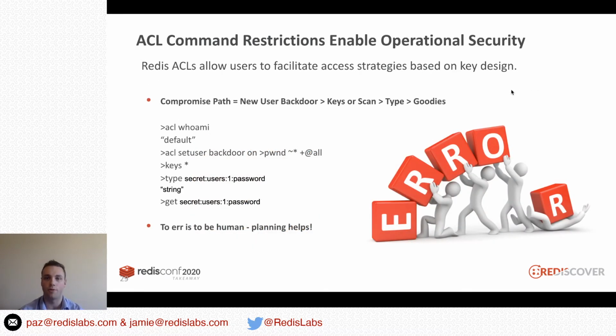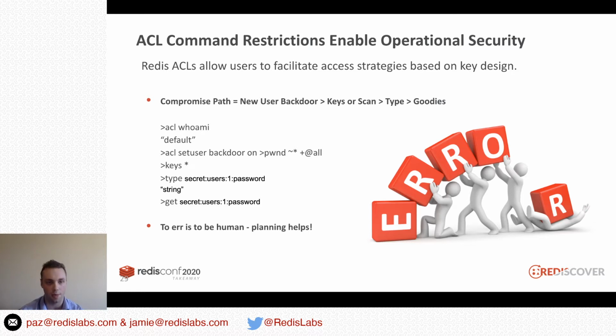Now, ACL command restrictions enable operational security as we discussed, but I want to go through a common attack pattern that you would see in Redis. If I were to compromise the Redis default user, for example, first I would check what user I am. I can see here that I'm the default user. I would then set a backdoor using the ACL SETUSER command. Then I would check for all of the keys in the database.